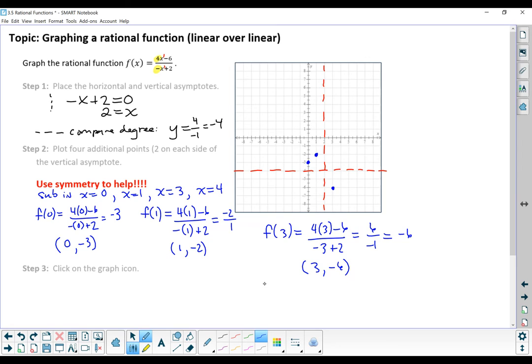And then finally, sub in 4. Now I don't have to pick the values right next to the asymptote. I could have picked another value as well. If your point that you end up with has a fraction as its y value, there is an option to plot those sorts of points.